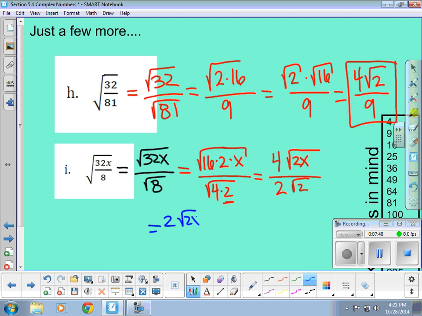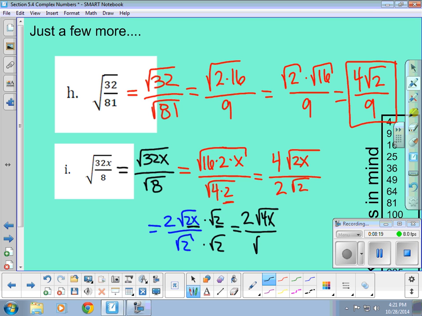Square root of 2x over the square root of 2. Can't have the radical in the denominator, so I multiply by the square root of 2 in the numerator and denominator. So what I get here is I have 2, and then underneath my radical, I would combine these. So it'd be 2x times 2 will give me the square root of 4x all over the square root of 2 times the square root of 2.